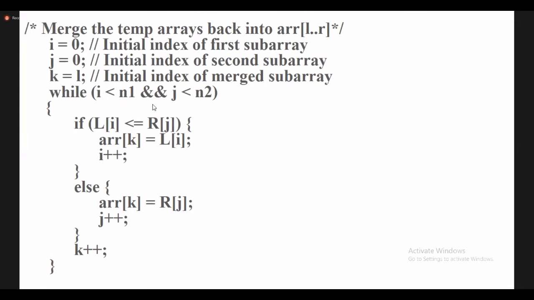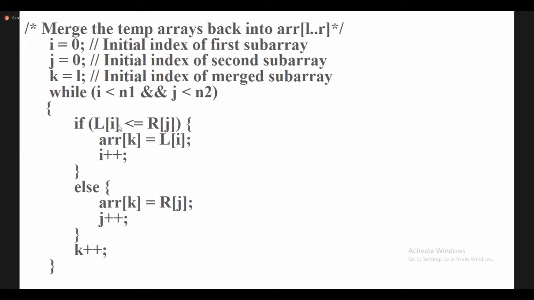Now, first I less than n1, J less than n2. While here is the logical control statement: I less than n1 and J less than n2. This loop is executed up to I value less than n1 and J value less than n2. Compare the first list's first element and the second list's first element. L of I less than or equal to R of J, there is no problem: array of K is equal to L of I. L of I element moves to the K, and the I value is increased by 1.